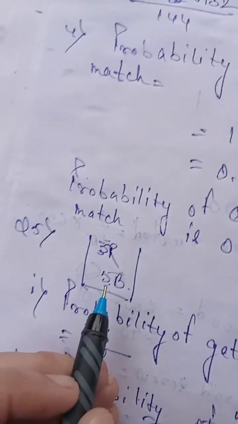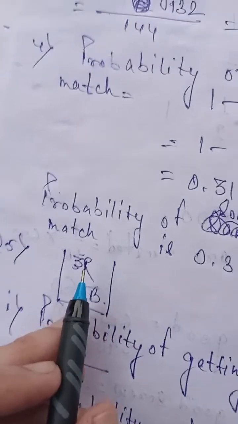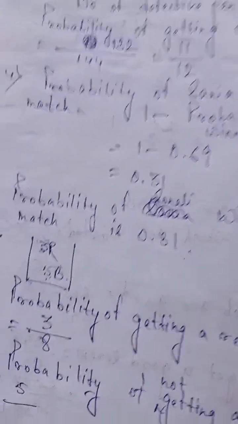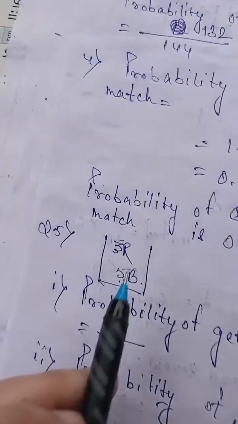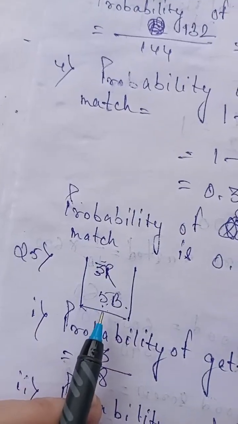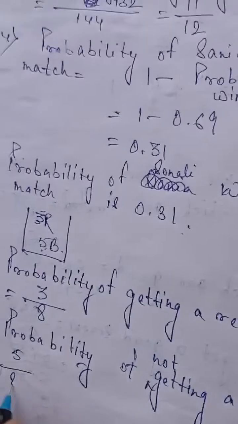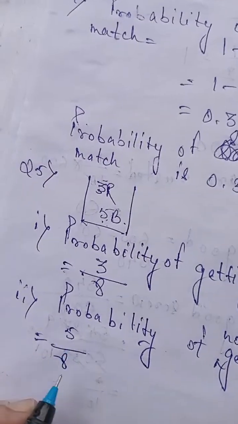So what will the probability be? That is 5, because we have 5 black and 3 red. We can't take the 3 red because we don't want to take a red ball. So it is 5 by the total number of possible outcomes. Possible outcomes means any outcome, be it red, blue, black, whatever. In our bag we have only 3 red and 5 black, so you can take all. That is 3 plus 5, that is 8. So the probability of not getting a red ball is 5 by 8.